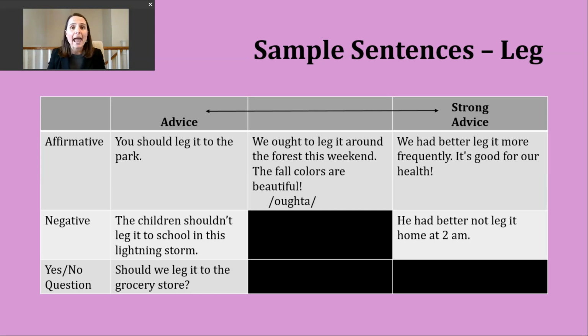We can also make negative advice with "had better." For this, we're going to do "had better not" and then the base verb. You can see that in the example, "he had better not leg it home at 2 a.m.," right? So I don't want him to travel by foot in the middle of the night. That's maybe not safe, or perhaps it's dangerous.